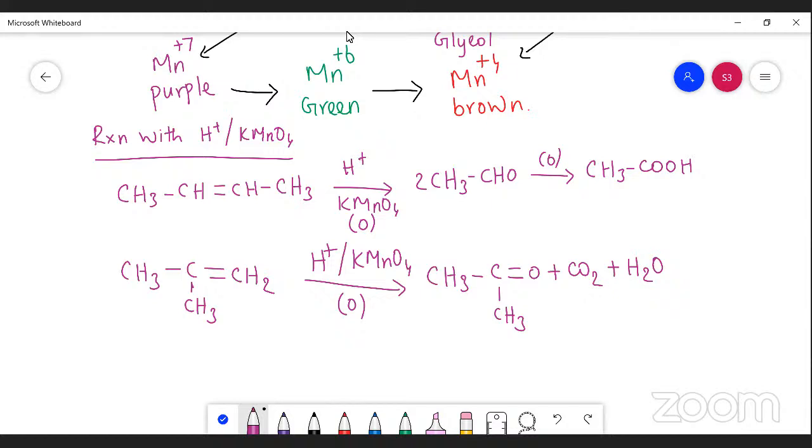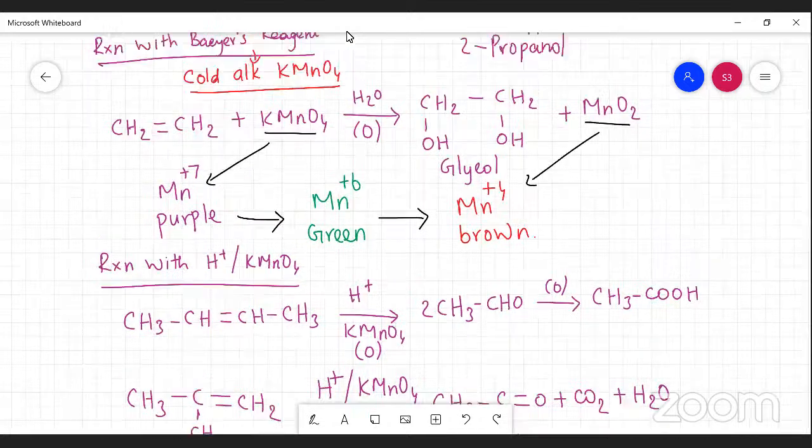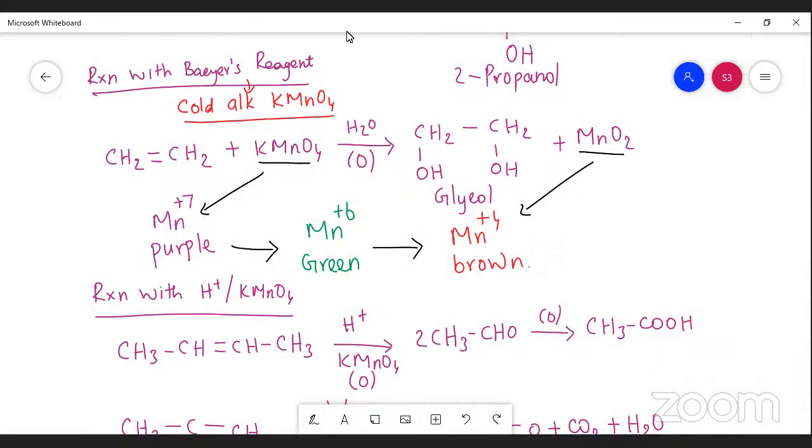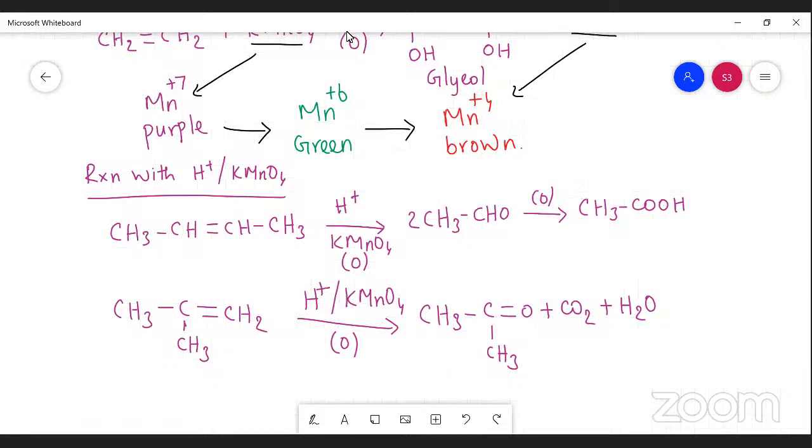So with alkaline potassium permanganate, listen here, it is a dihydroxylation, that is two OH groups will be added. So we get a dihydric alcohol. With acidified potassium permanganate, we get aldehydes, ketones and also acids.